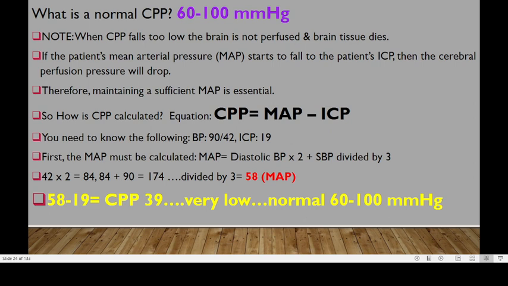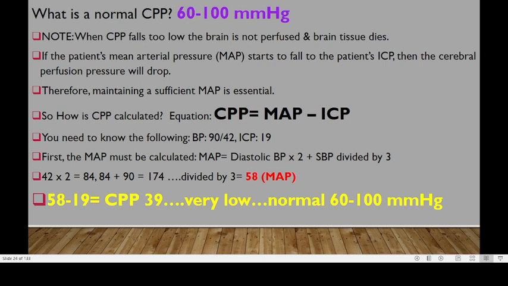So here we also need to look at the CPP, which is the cerebral perfusion pressure. The normal one ranges between 60 to 100 millimeters of mercury. When the CPP falls too low, the brain is not perfused properly, so the brain cells will start to die. If a patient's mean arterial pressure starts to fall toward the patient's ICP, then cerebral perfusion pressure will drop. Therefore, maintaining a sufficient MAP is essential.